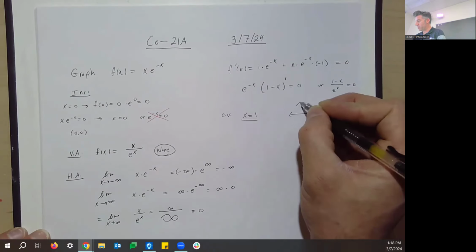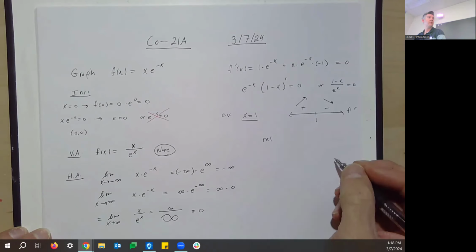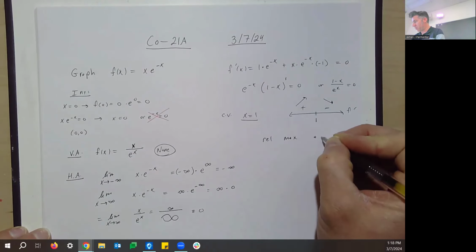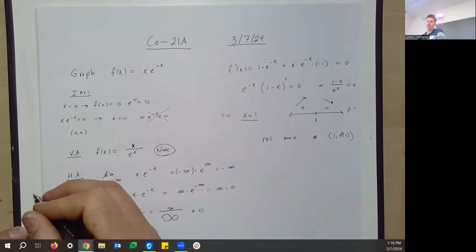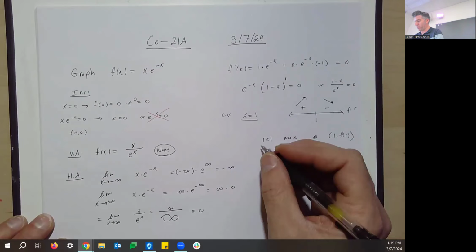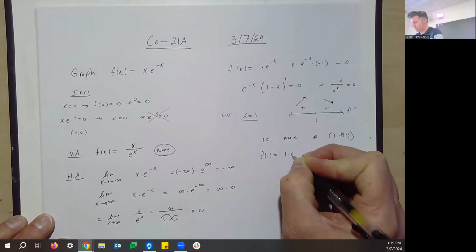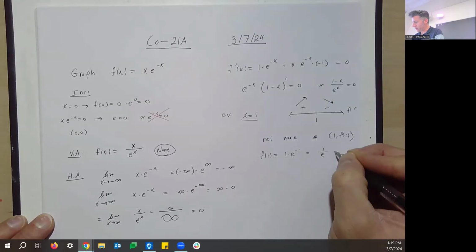So our function's increasing, then decreasing. So we have a relative what? Maximum or minimum? The relative maximum at the point 1 comma f of 1, which I should actually find the value. If I plug in 1 to the original function, f of 1 is equal to 1 times e to the negative 1, which is 1 over e. Which, just for your knowledge, is approximately 0.3.